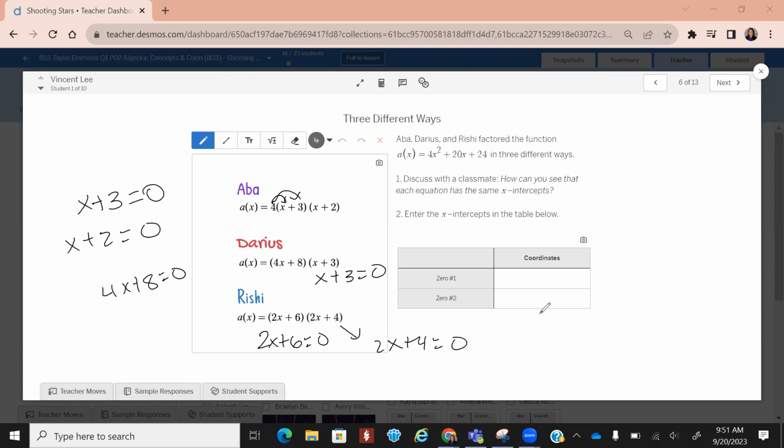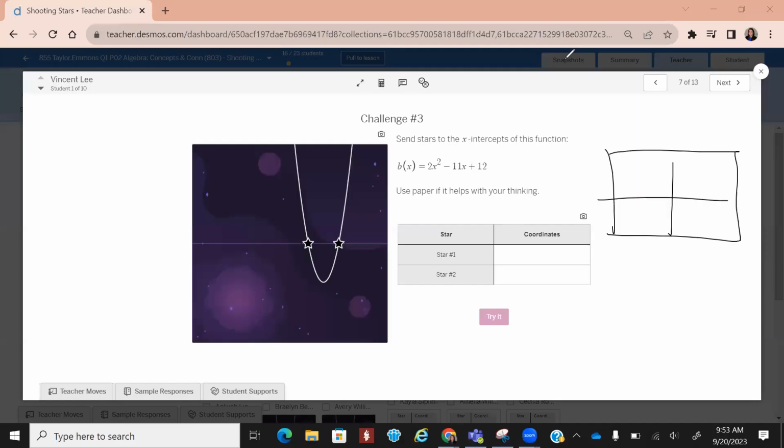So what would our zeros be? If I solve this out, what would I get? -2. And what else? -3. Okay. I'll do this one.